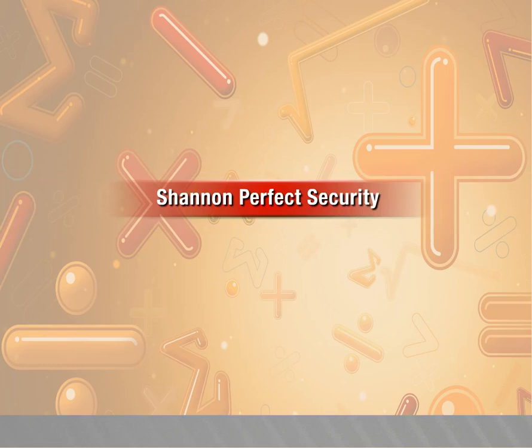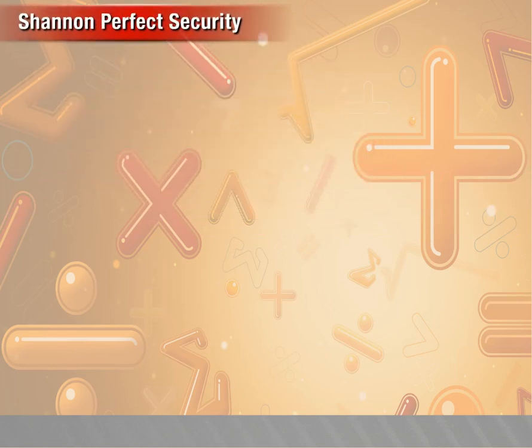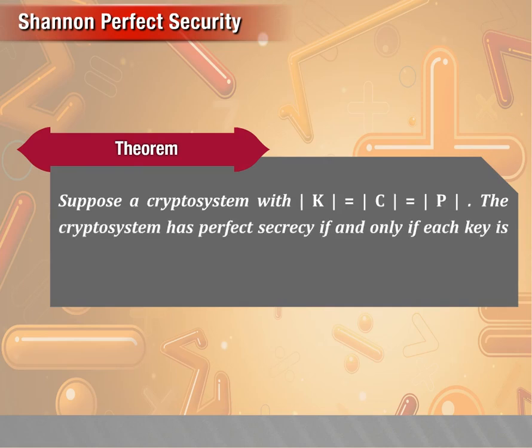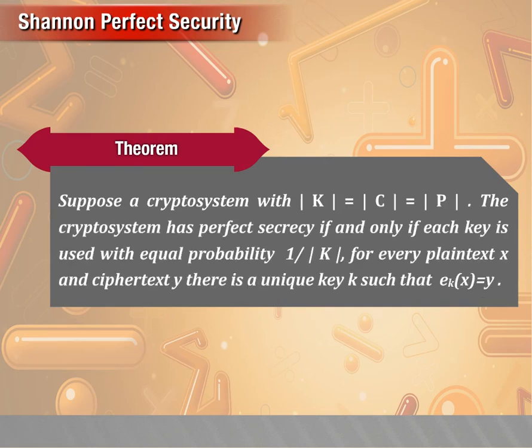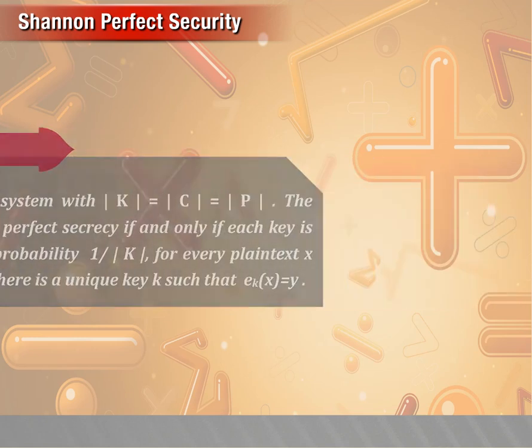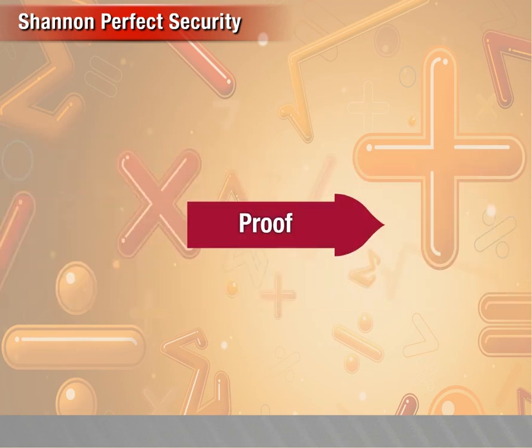Shannon perfect security. Theorem: Suppose a crypto system with |K| = |C| = |P|. The crypto system has perfect secrecy if and only if each key is used with equal probability 1/|K|, and for every plaintext X and ciphertext Y there is a unique key K such that EK of X is equal to Y. Proof.